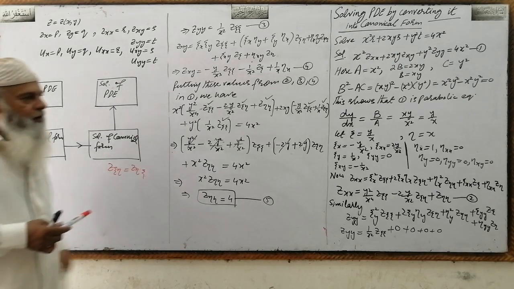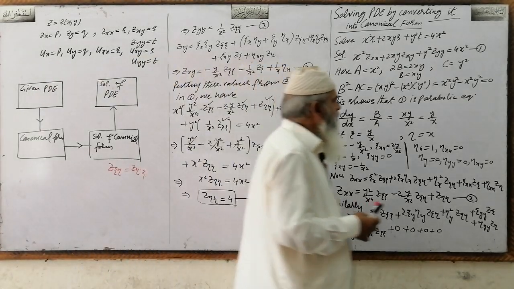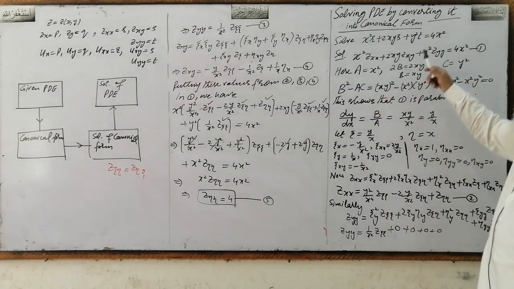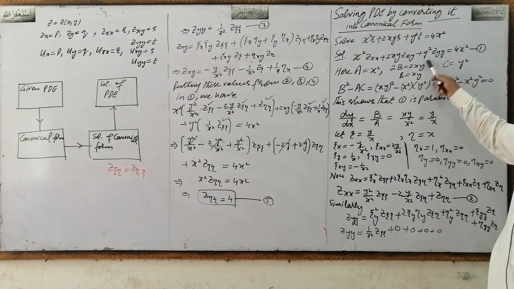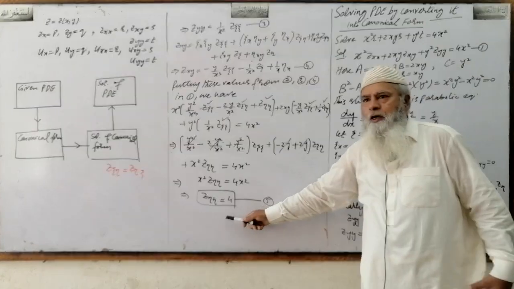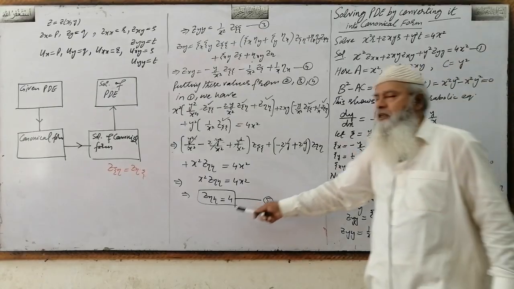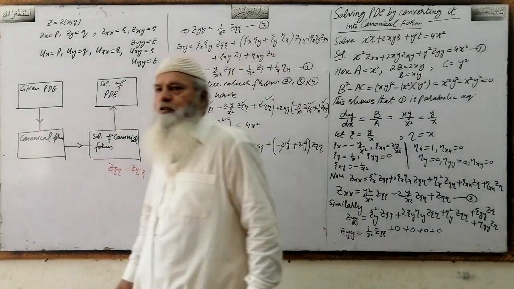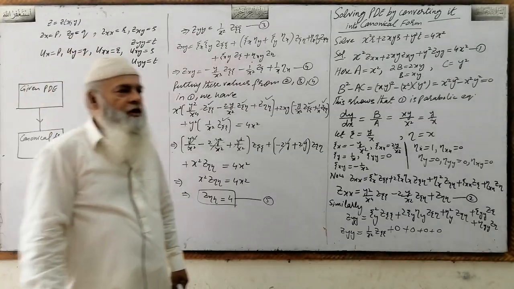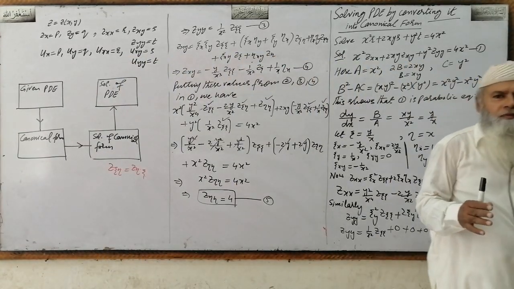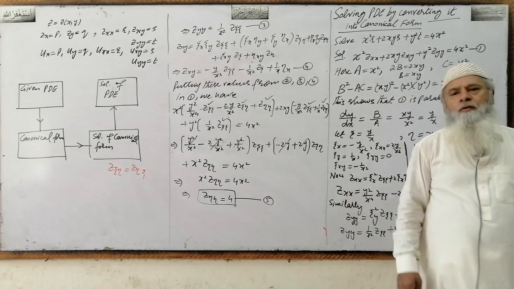Now I ask a question to you. What is the difference between the original differential equation, this one, and its canonical form? Can you answer this question? What's the difference between the original differential equation and its canonical form?